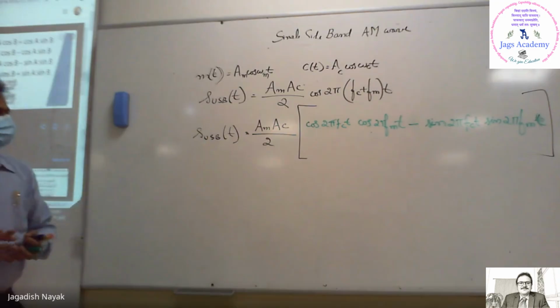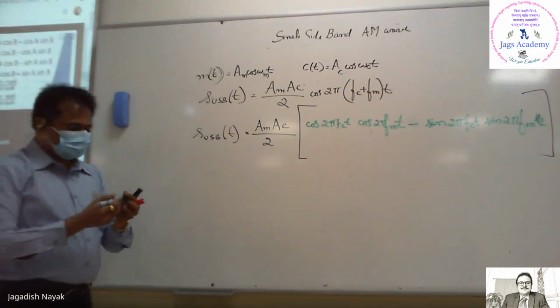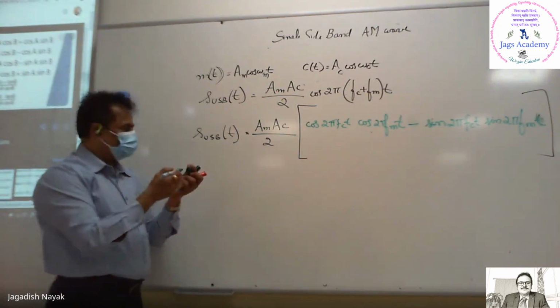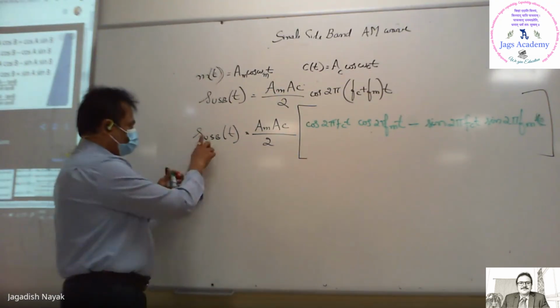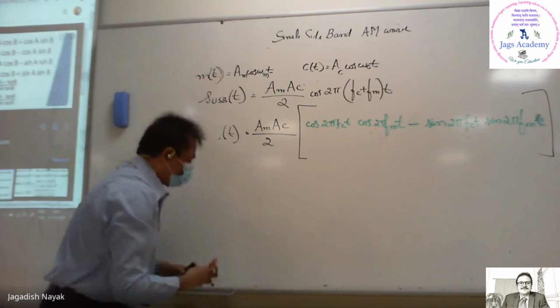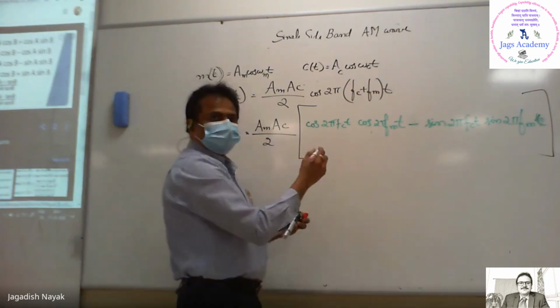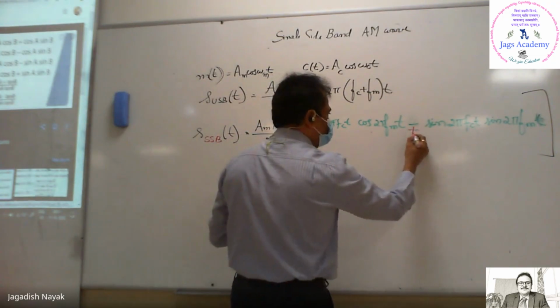Can you tell me what is the expression for lower sideband? Same thing, it is a plus, right? So I will write this. In general, I'll remove this as a USB. I will write this as SSB. And what will I put here?